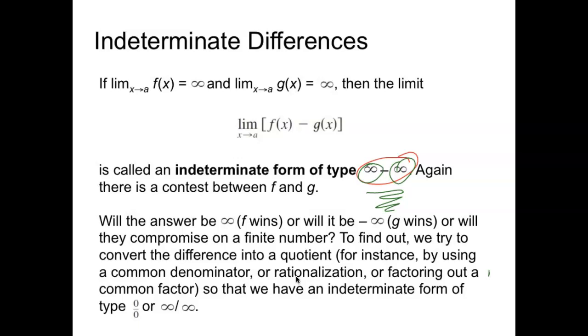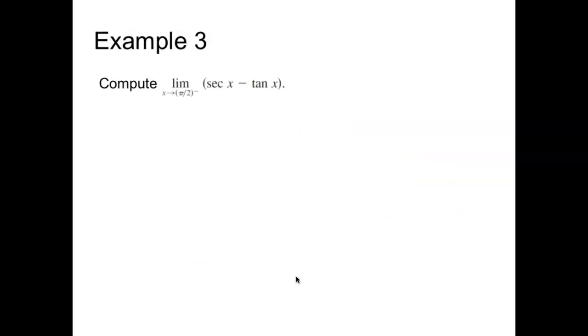So again, what we want to do is somehow rewrite this so that it takes the form of an indeterminate of 0 over 0 or infinity over infinity, so that then we can apply L'Hopital's rule to it. So let's see here. We're going to take the limit as x approaches pi over 2 from the left of secant minus tangent.